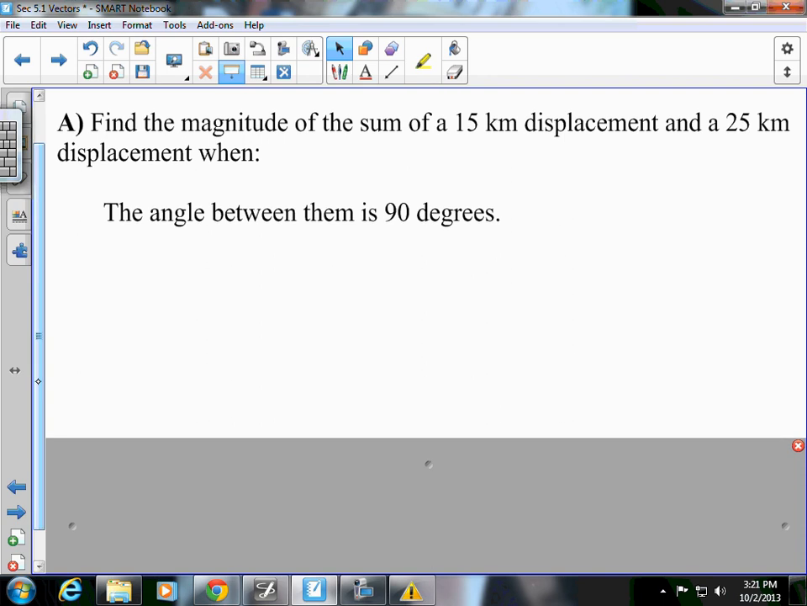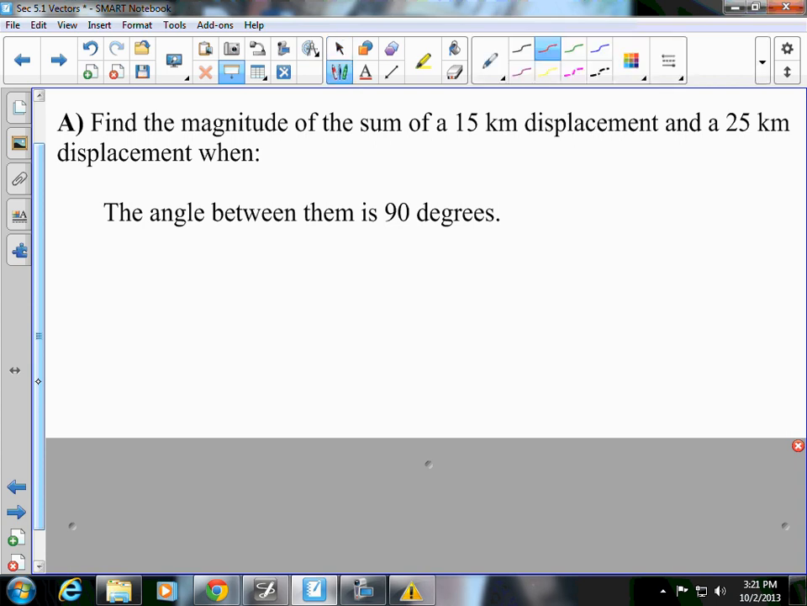So A, find the magnitude. When it asks for find the magnitude, you're trying to solve for how much force there is. That's what magnitude means. So we're solving for the force or the resultant. What is the magnitude of the sum? Find the magnitude of the sum of a 15 kilometer displacement and a 25 kilometer displacement when the angle between them is 90 degrees.